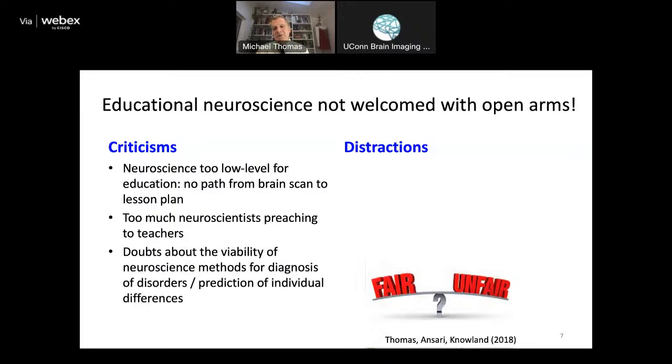And then also doubts just about the viability of neuroscience methods for diagnosing disorders or studying individual differences, just whether in practice these methods are sensitive enough or economically sensible, whether they're cheap enough to be used in practice. And that's slightly a moving target because these methods get more portable, get cheaper, get better sensitivity, and so forth. So those are all things that the field is moving forward, and we try and work on those areas.